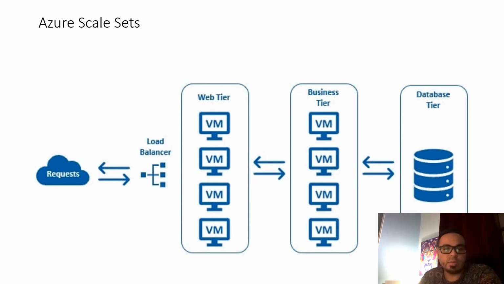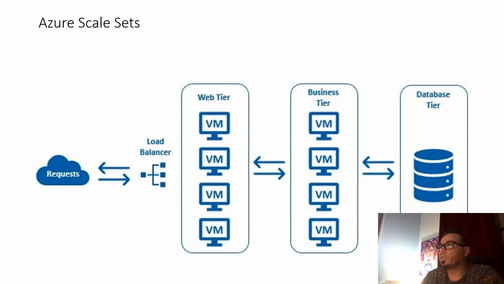Also, a scale set provides high availability to your applications and allows us to centrally manage, configure, and update many VMs. Regarding the cost, there is no cost for the scale set itself. You only pay for each VM instance that you created. And virtual machines in a scale set can be deployed into multiple availability zones, a single availability zone, or regional.